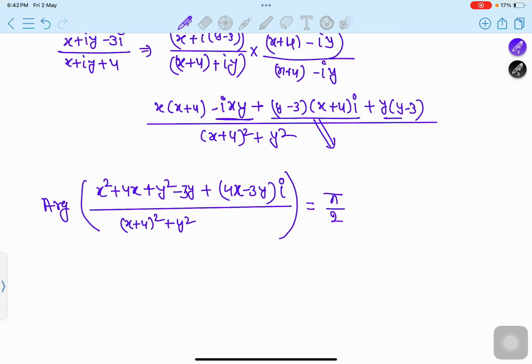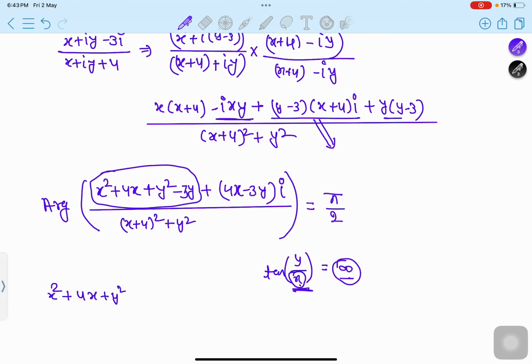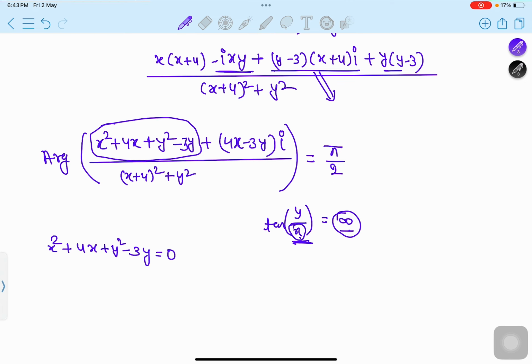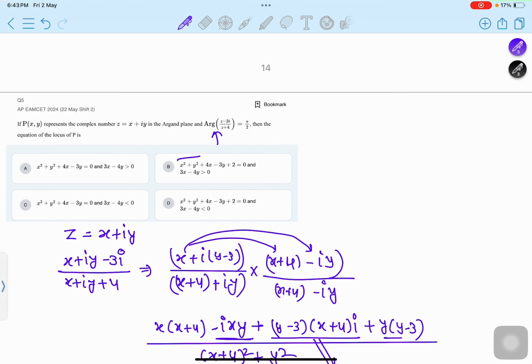And the denominator equal to 0 means x square, and the real part is also 0. Pi by 2 means y upon x form, so tan is y upon x, which is infinite, so the x term, the real part, is 0. That's why it's infinite, right? So the real part is x square plus 4x plus y square minus 3y equal to 0. When the argument is infinite, then the real part is 0. Okay, and that type of condition is being asked. So first, this one is correct.